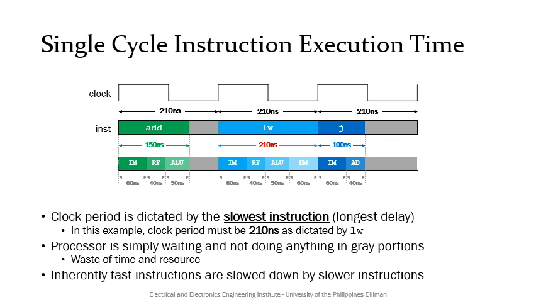We can also say that inherently fast instructions are slowed down by slower instructions. In this example, the add is forced to execute in 210 nanoseconds even if it could have finished by 150 nanoseconds. This happens because the data path operates at a single clock frequency throughout its operation, regardless of whatever instruction has been fetched from the instruction memory.